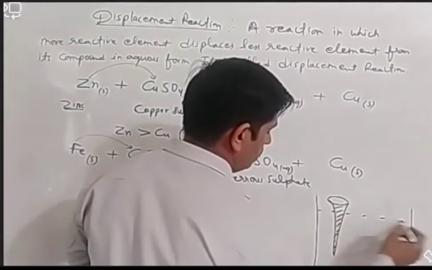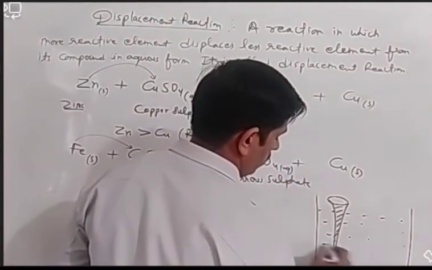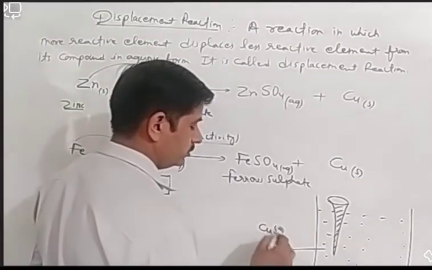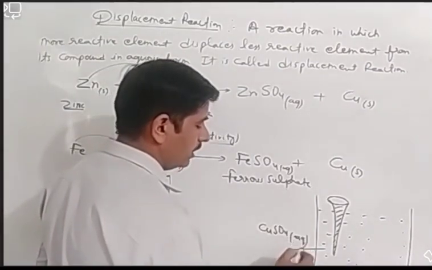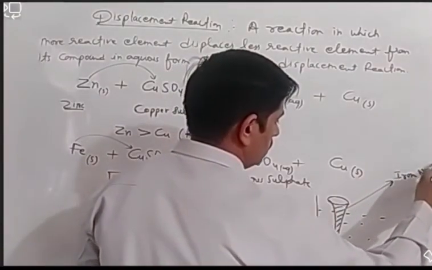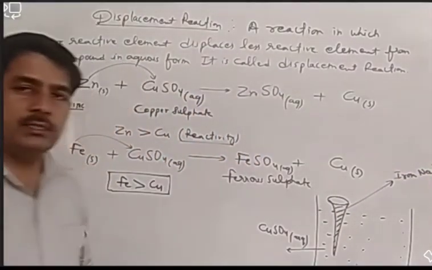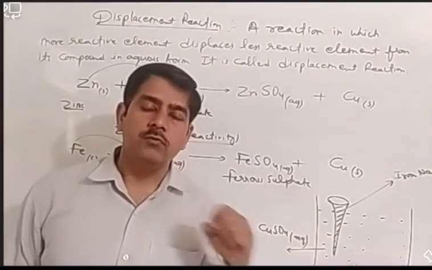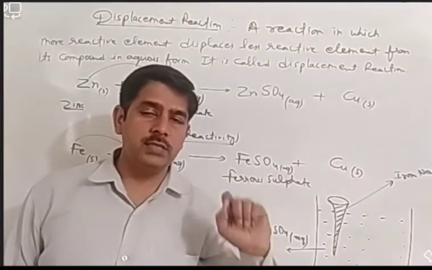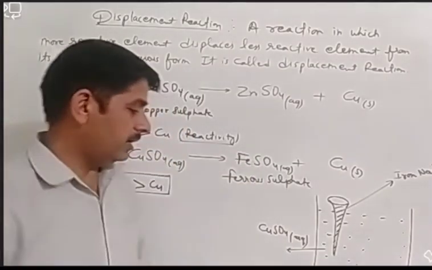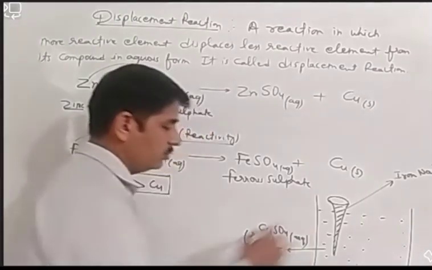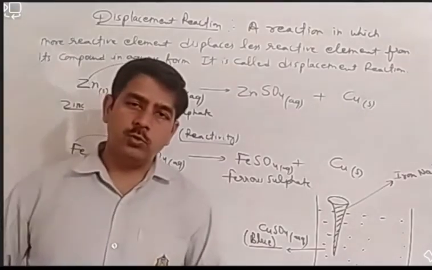We will put copper sulfate solution into the container, and we have the iron nail in it. After some time you will realize that the color of this iron nail will become brown. So why does this iron nail become brown after some time? And the color of copper sulfate is blue, and after some time this blue color disappears. Why is it so?